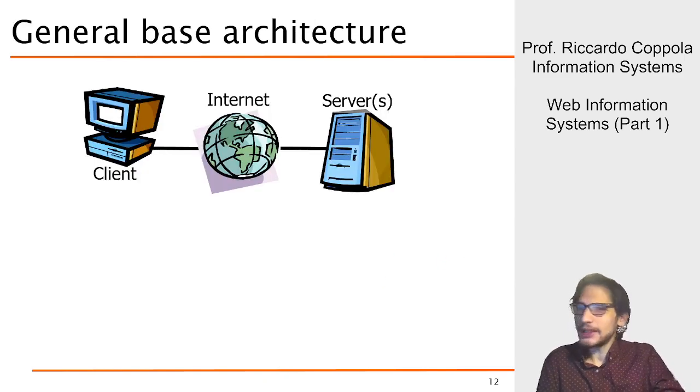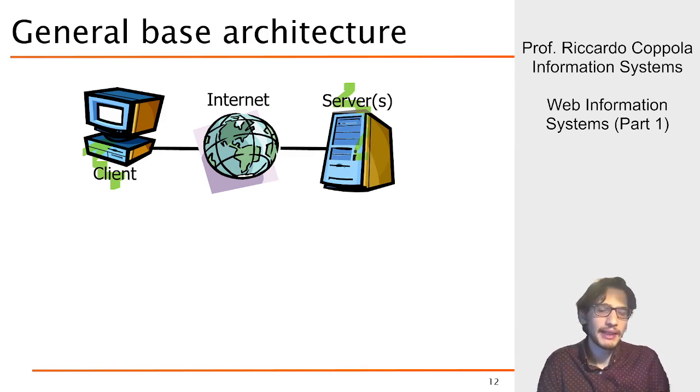In general, in the base architecture of the web, we have a client, which is the stuff with which my user interacts, and the server, which is providing data and information, and they talk to each other through the internet. Typically, the client is a browser, but nowadays the client can also be a mobile application, a desktop application, or any kind of other server application that uses the web server to get some data.